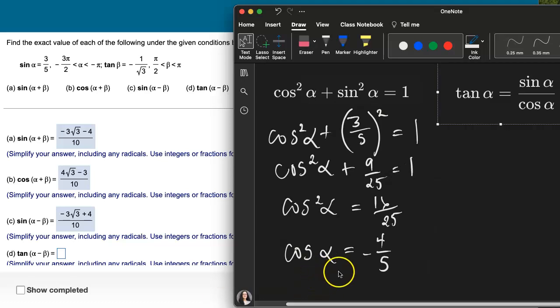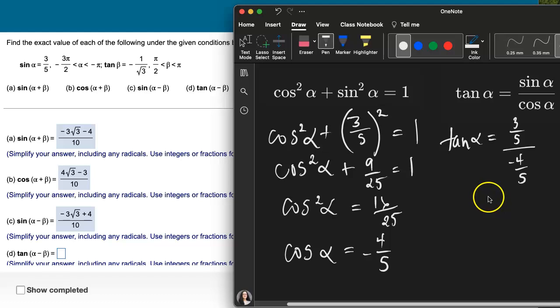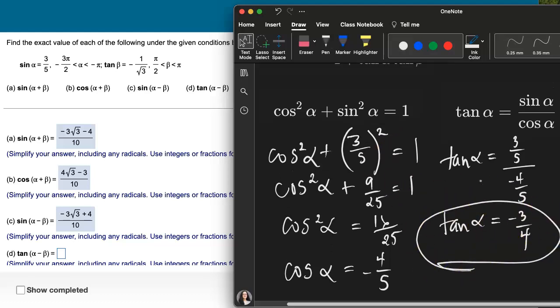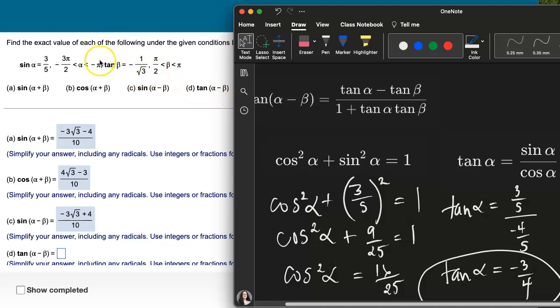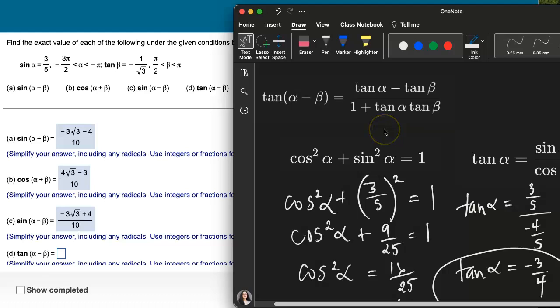Now that we have the cosine of alpha and we were already given the sine of alpha, we can use this trig identity that the tangent of alpha equals the sine of alpha over the cosine of alpha. We substitute, and then simplifying that, we get that the tangent of alpha is -3/4. So at this stage, we have the tangent of alpha. Again, we were already given the tangent of beta, so we have everything that we need for our difference formula for tangent.